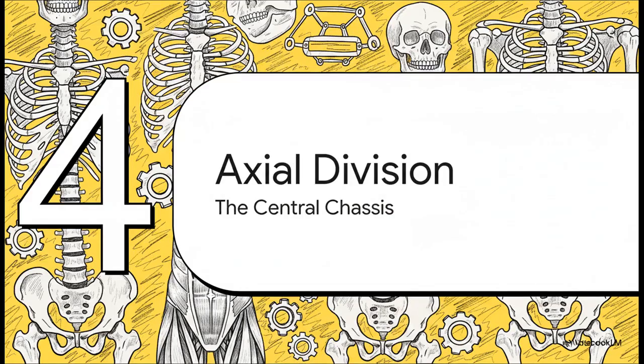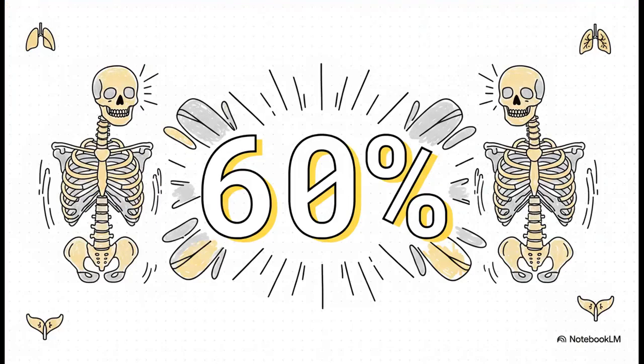Section 4. The axial muscle division. Let's transition to the macro view and look at the body's structural chassis. The skeletal muscles in our body are split into 2 main divisions.